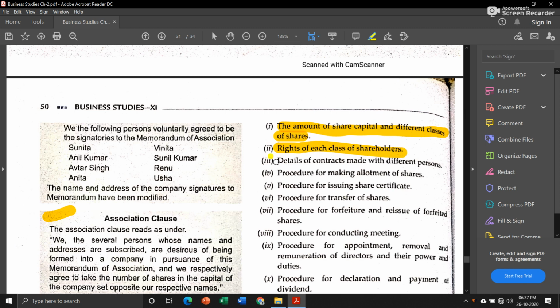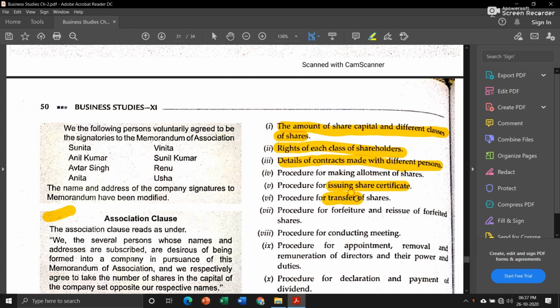Then details of contracts made with different persons, meaning if the company has made any contracts with outsiders, then it should be mentioned. Then the procedure for making allotment of shares, meaning how the company is going to allot the shares. Then the procedure for issuing share certificates. Share certificate means each shareholder will get a share certificate. The procedure for issuing such certificates is also mentioned in articles of association.